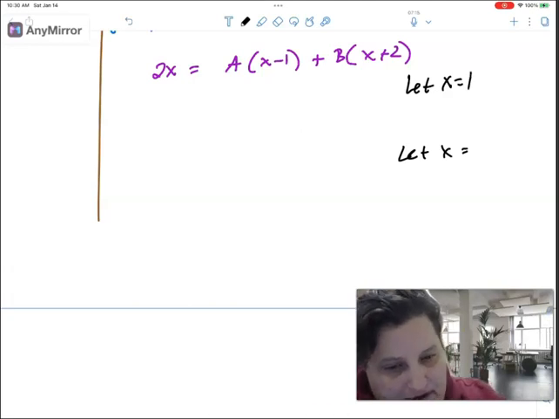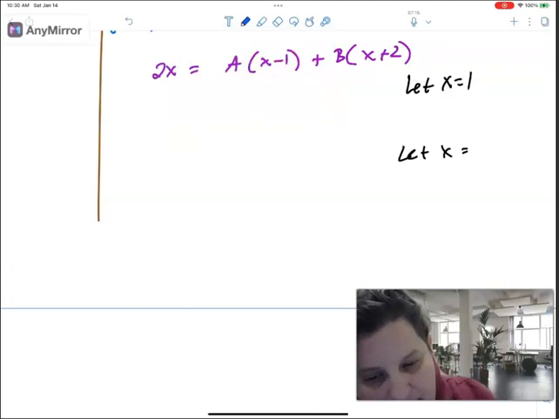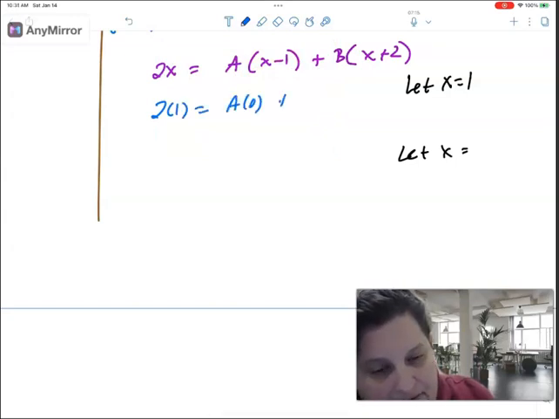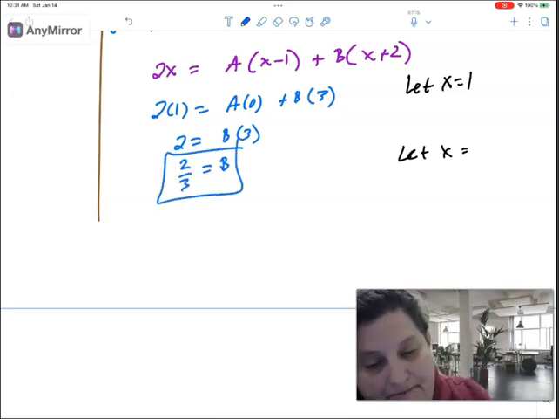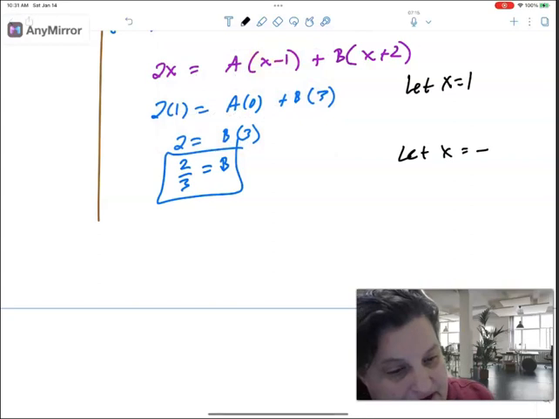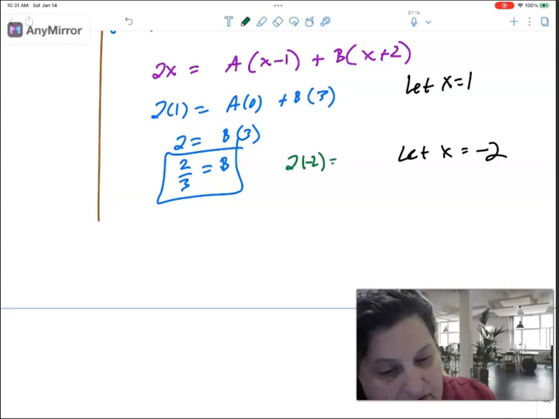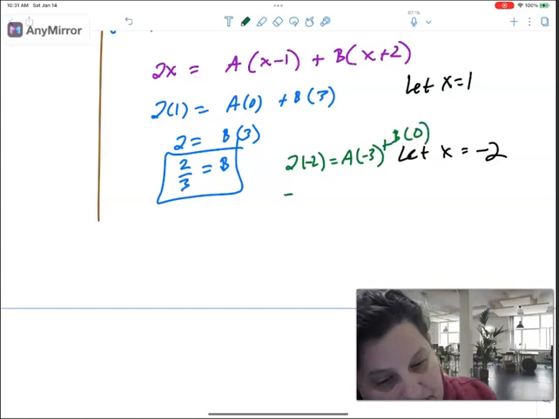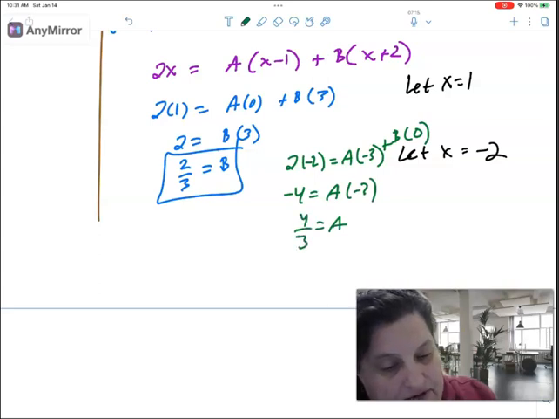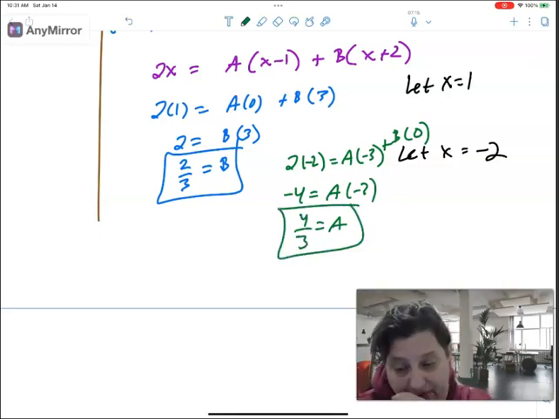Okay, so for this first one, if x is 1, I end up getting 2 times 1 equals A times 0, plus B times 3. So 2 equals B times 3, so B is 2/3. For the next one, I'm going to let x equal negative 2. So I get 2 times negative 2 equals A times negative 3, plus B times 0. So negative 4 equals A times negative 3, so A is 4/3. Okay, so my A and B are 4/3 and 2/3.